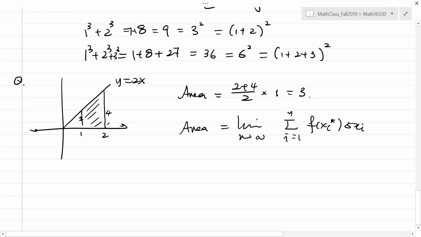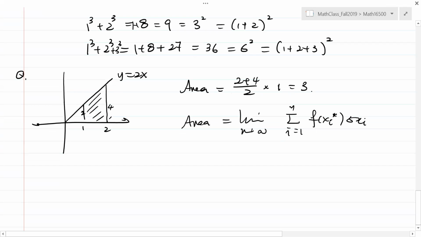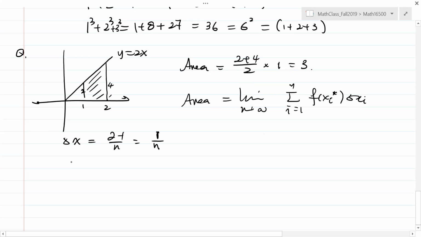Each Riemann sum represents the area of those rectangles. How can I do that? I choose a special one. Let's look at x. I'm going to divide the interval from 1 to 2 into n equal parts. That's called delta x, which is (2 minus 1) over n, that is 1 over n.